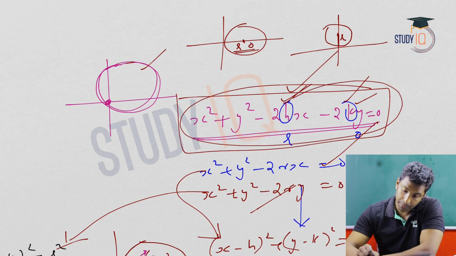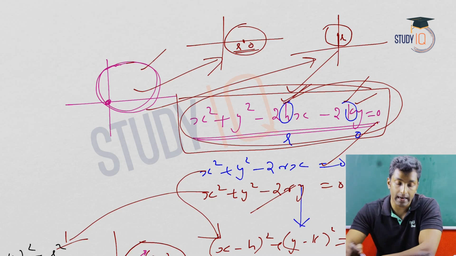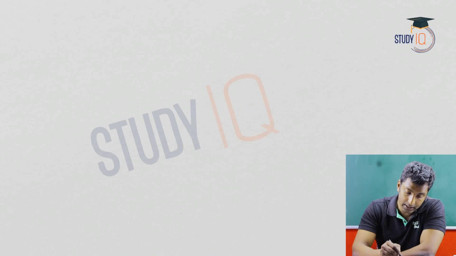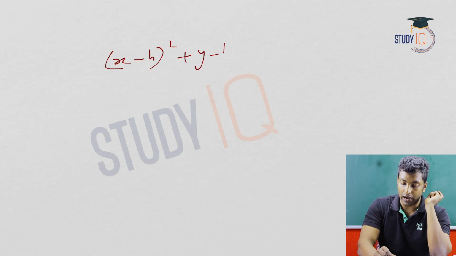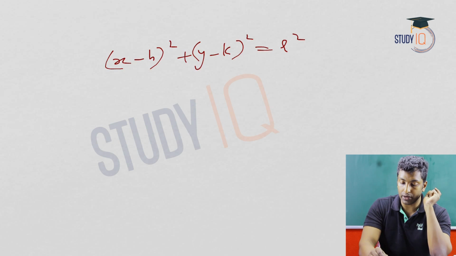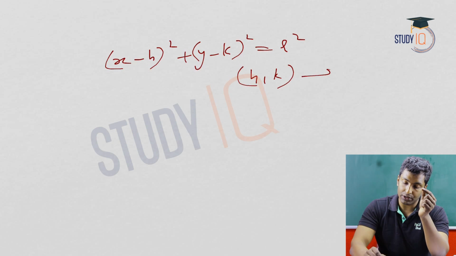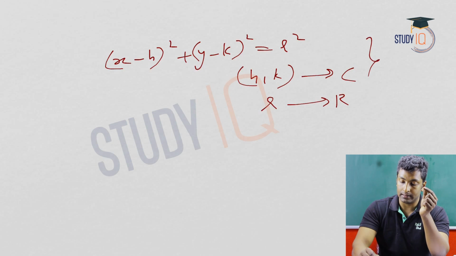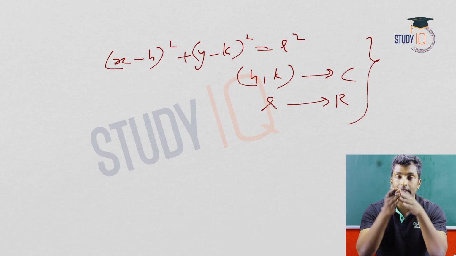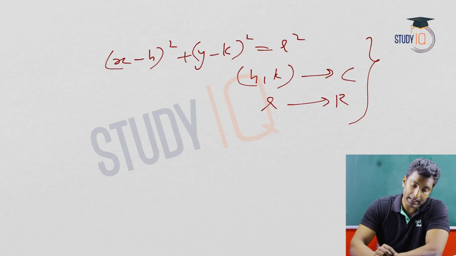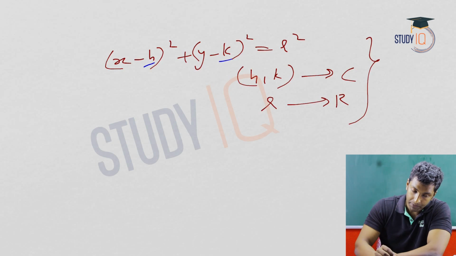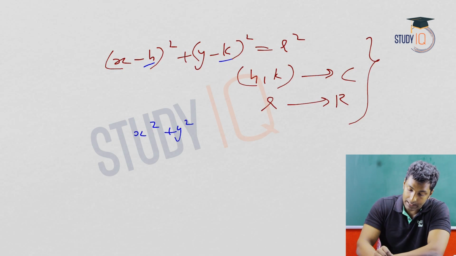Once you know this, these two are actually special cases, right? I hope you understood all the cases that we have discussed. We started off with the general equation of a circle, x minus h whole square plus y minus k whole square equal to r square, where h comma k is your center and r is your radius. So this is the general case. Then the second case is the equation having center at origin. If center is at origin, h is going to be 0 and k is going to be 0, so you'll get x square plus y square equal to r square. That was your second case.